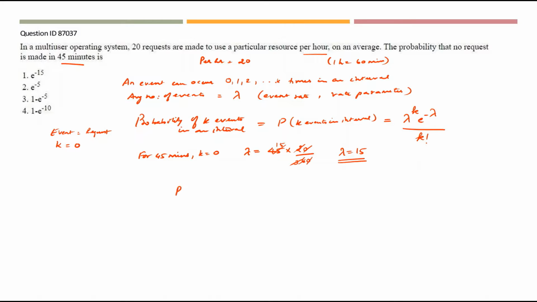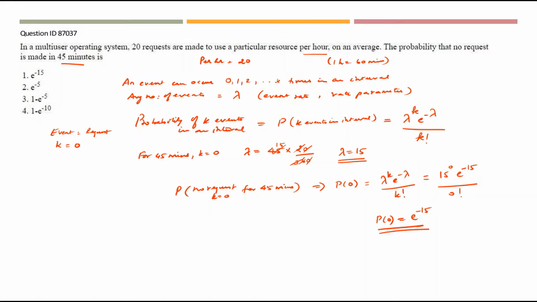Now we will find the probability of no requests for 45 minutes. P of 0 is equal to lambda power k e power minus lambda divided by k factorial. Let us substitute the value: 15 power 0 e power minus 15 divided by 0 factorial. 0 factorial is equal to 1 and 15 power 0 is also equal to 1. So the final answer will be e power minus 15. Option number 1 will be the right answer.